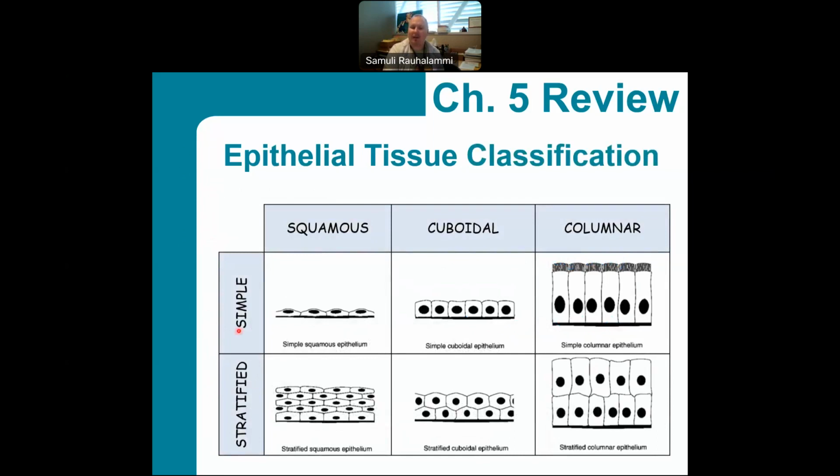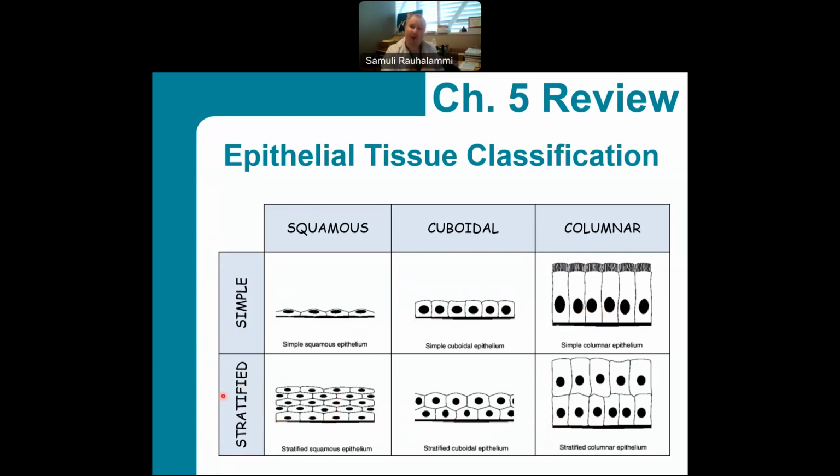We can talk about epithelial tissue being simple. That means that it's made of a single layer of cells, a single layer of cells on top of a basement membrane. Or we can say that epithelia are stratified. Stratified means that there are multiple layers of cells on top of that basement membrane. That can be two or more layers. So simple tissues, one layer; stratified, multiple layers.